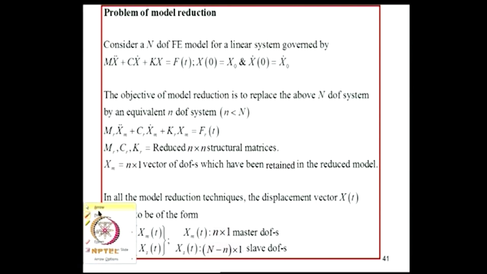So this m and s refer to the subscript m refers to master, s as slave. So those degrees of freedom which are retained are called master degrees of freedom, those degrees of freedom which are eliminated are called slave degrees of freedom. So xm of t is n cross 1 master degrees of freedom and xs of t is N minus n slave degrees of freedom.